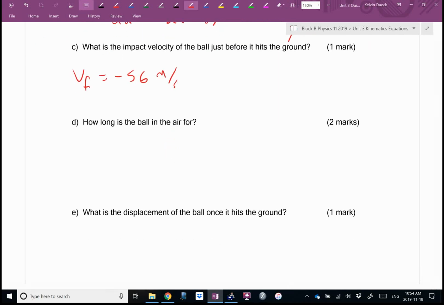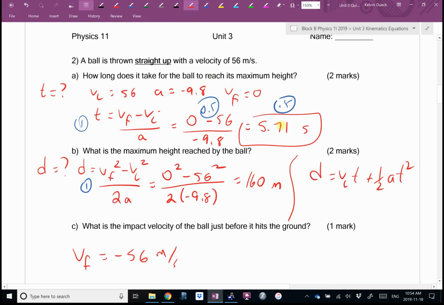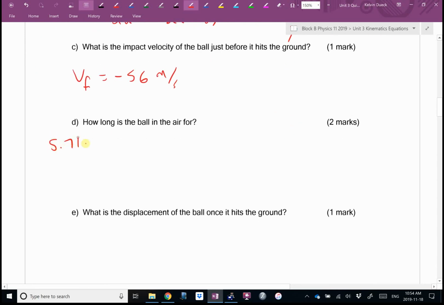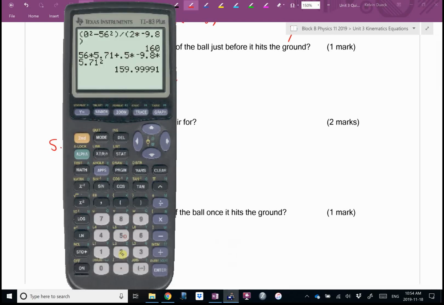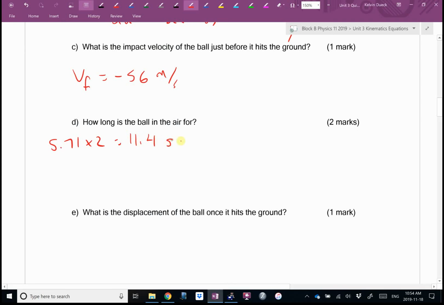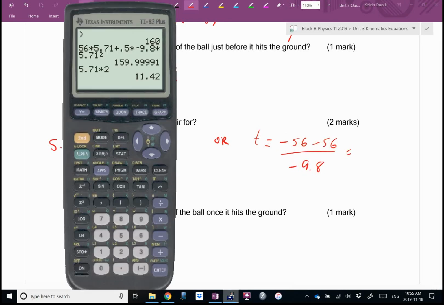How long is the ball in the air for? Isn't the answer 5.71? Okay, so you can either go 5.71 times 2, which is 11.4 seconds, or you could go t equals negative 56 minus 56 all over negative 9.8, and that would give it to you dead accurate. Negative 56 minus 56 divided by negative 9.8. It isn't actually 11.42, it's 11.43 if you round it to 4 sig figs, but I'll give you full credit for 11.42.